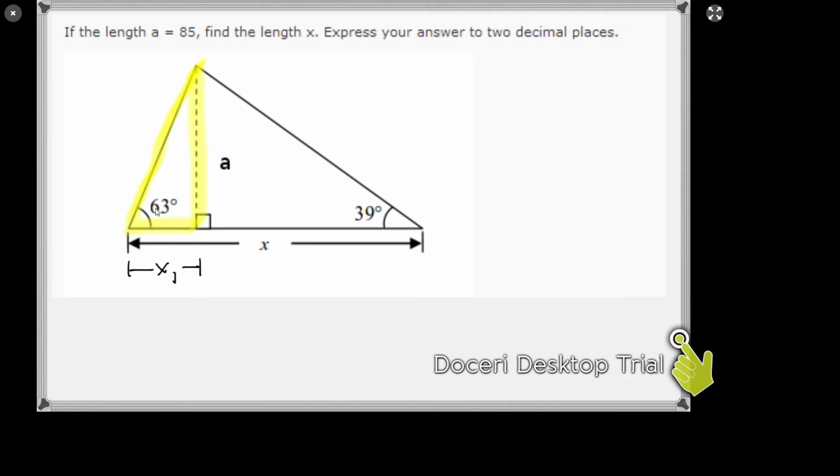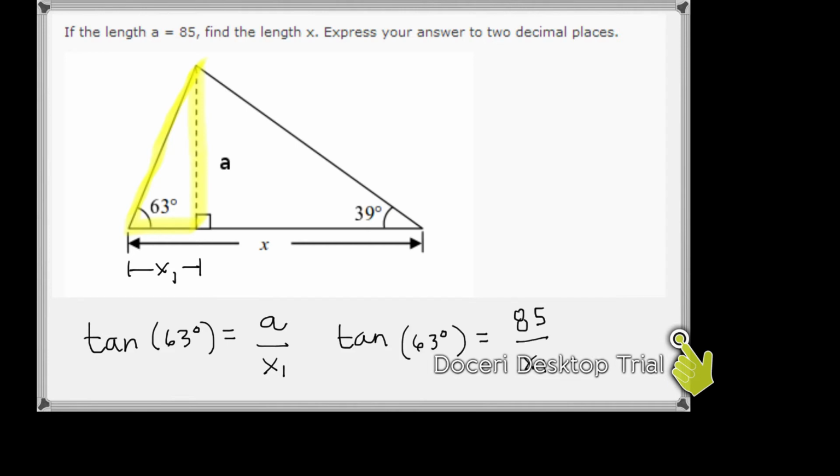The trigonometric function that relates the opposite and the adjacent is tangent. So the relationship that we would have is that the tangent of 63 degrees is the opposite A over x1. Then we're going to solve this equation for x1. We know that A is 85 in this particular problem, and sorry about that watermark there, I have the code, I just haven't registered it yet.